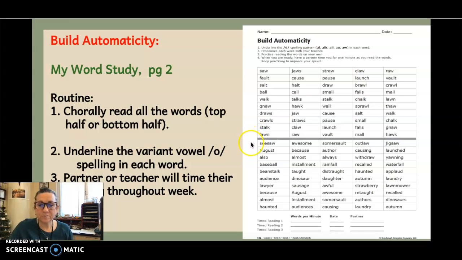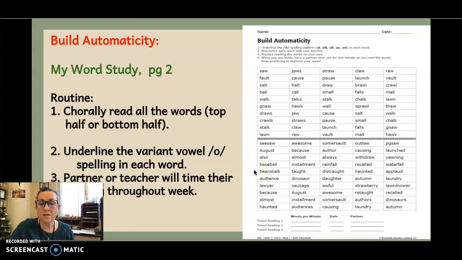Bottom half. Seesaw, awesome, somersault, outlaw, jigsaw. August, because, author, causing, launched. Also, almost, always, withdraw, yawning. Baseball, installment, rainfall, recalled, waterfall.